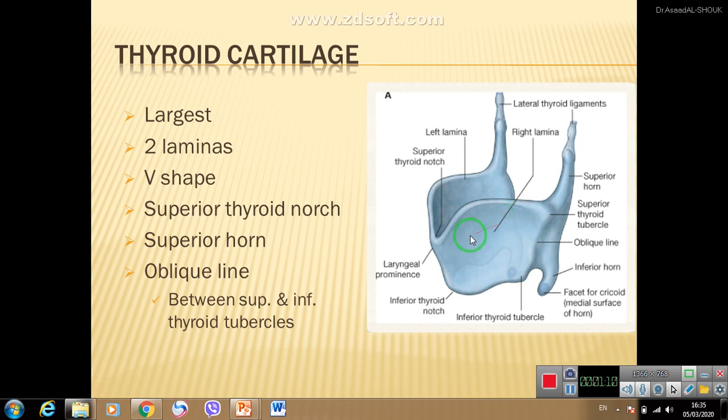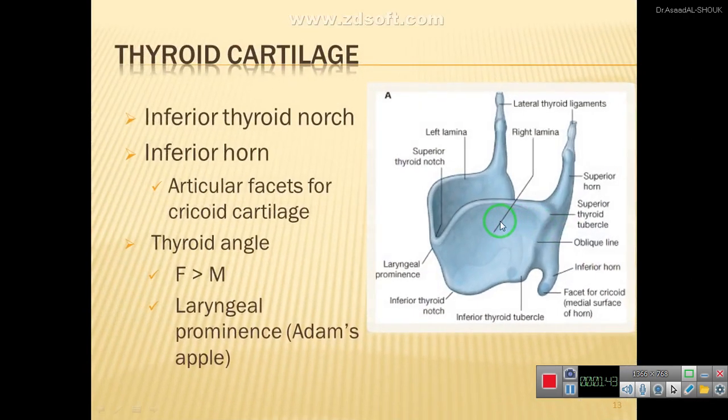The two laminae meet anteriorly here, at the apex of the V shape, forming what's called the laryngeal prominence, or as we said before, the Adam's apple. The superior border here of this prominence is called the superior thyroid notch. Also we have inferiorly, this is the inferior thyroid notch.